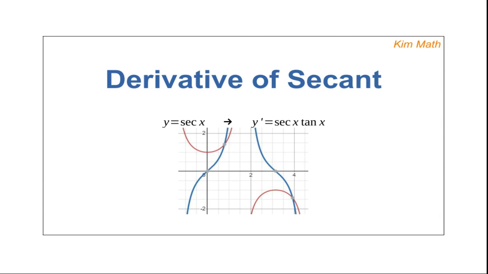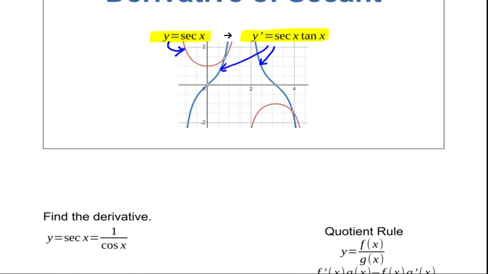Hi everyone. Today we will discuss the derivative of the secant, the reciprocal of cosine. So in this picture, this is the secant x, and this is the secant x times tangent x. So here, the derivative of secant x will be secant x times tangent x. Okay. First, we will discuss why we have this rule.